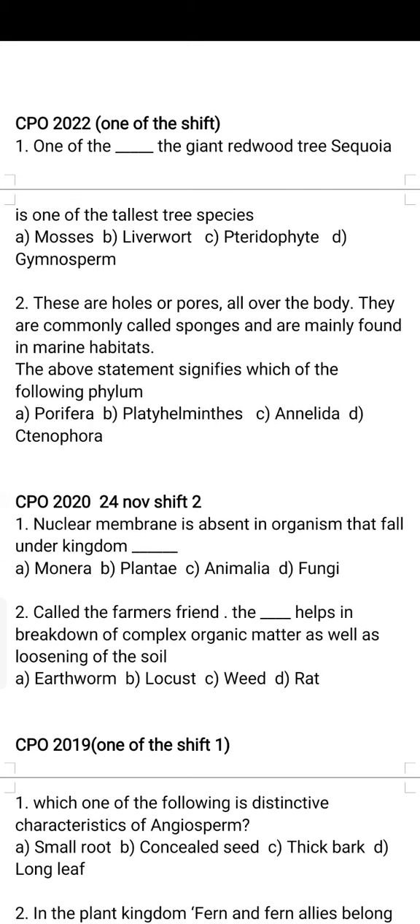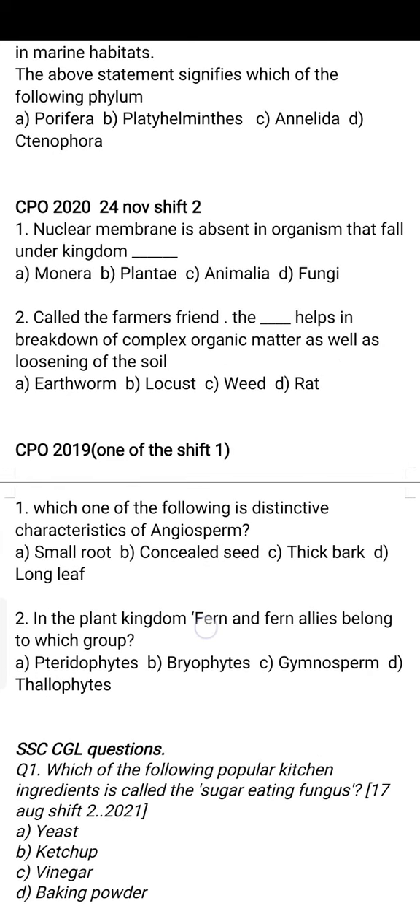Now the question number 2 here, these are whales or porpoises. These questions belong to the Animalia kingdom. Once you have covered that topic, you will be able to answer these questions without any difficulty. In CPO 2020, 24 November shift 2, question number 1: nuclear membrane is absent in organisms that fall under which kingdom? So if you have understood the brief introduction of the 5 kingdom classification, you will be able to answer these questions also without any difficulty.